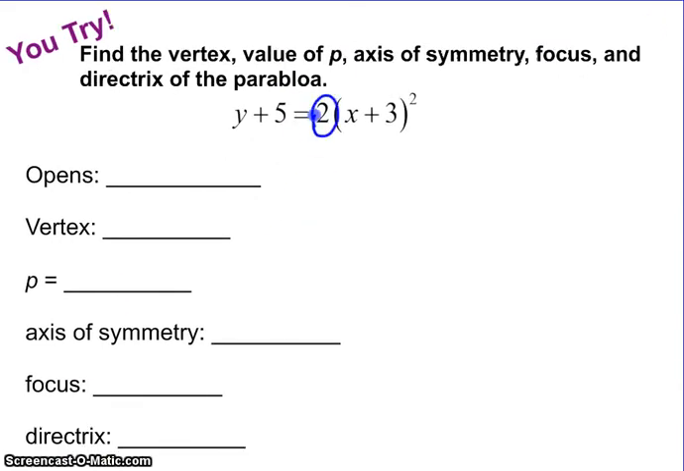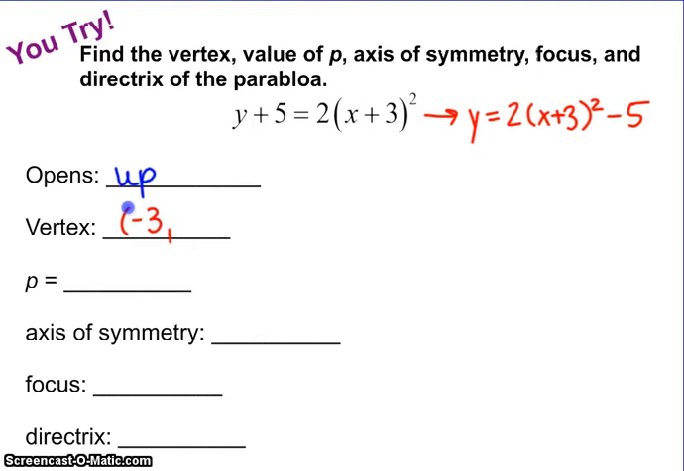All right, so we're going to look at the number in front of the parentheses to determine if it opens up or down. Because this is positive, it will open up. Okay? If you want, put it in vertex form, and you'll see that the vertex here is -3, -5. Remember that the sign for the h is the opposite. All right, now before we do p, let's talk about axis of symmetry. Remember, axis of symmetry is just x equals h. Our h is -3, so the answer for axis of symmetry is x equals -3.